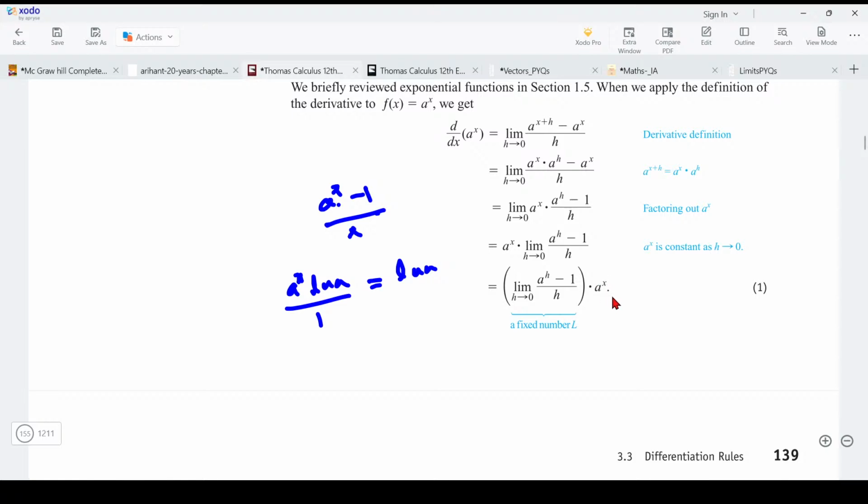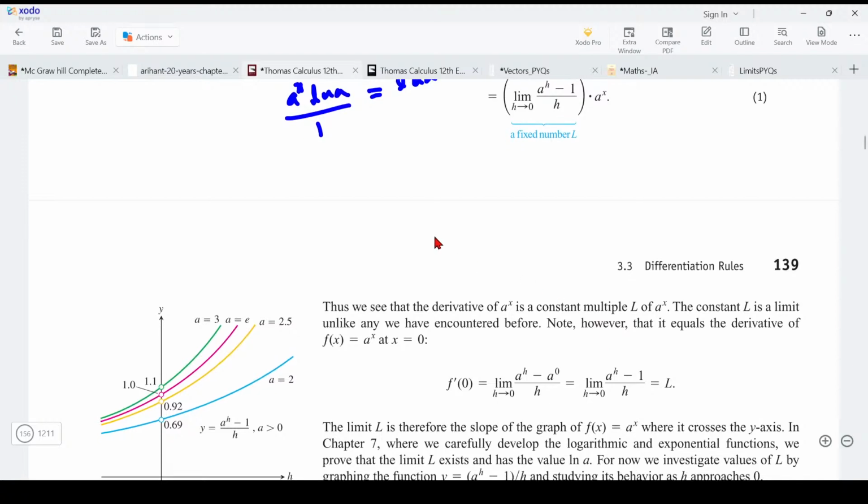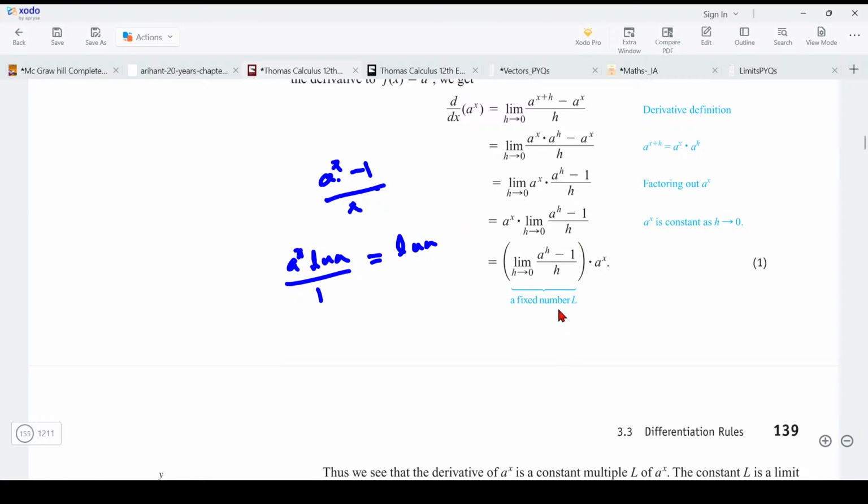What it also means is that the slope of this function is directly proportional to the value of this function. Agreed? d by dx of a power x is some constant into a power x. That is the beauty of exponential functions. What is an exponential function? The slope is proportional to the value of the function. So e power x is one special case in this. Why is it a special case? It is not only proportional, it's actually equal. Here the constant of proportion is 1 for e power x.